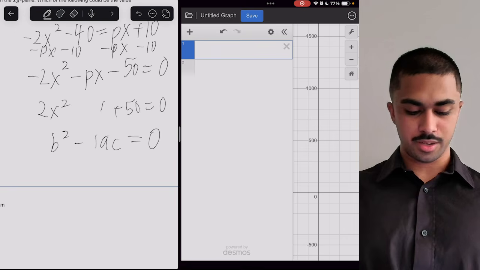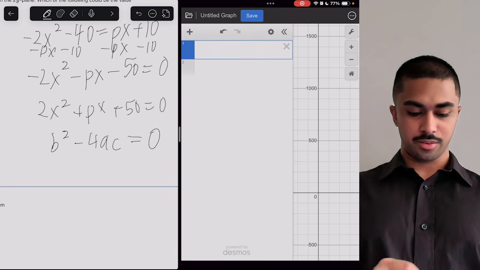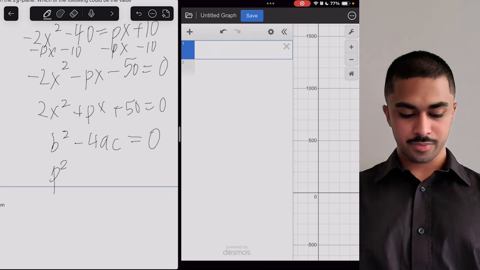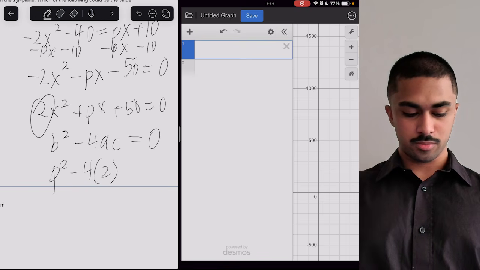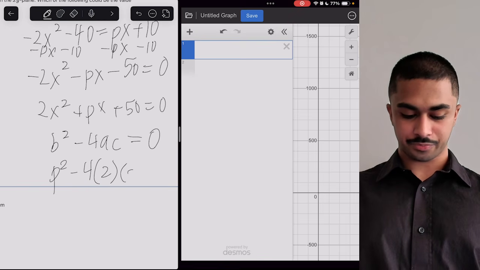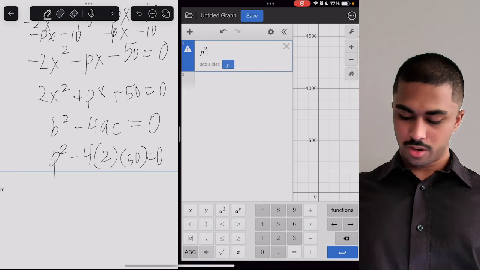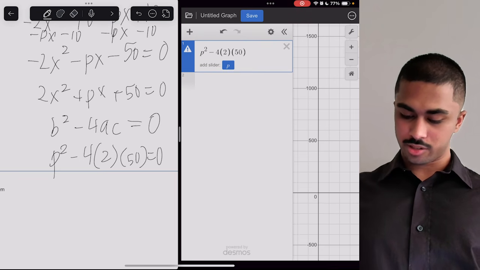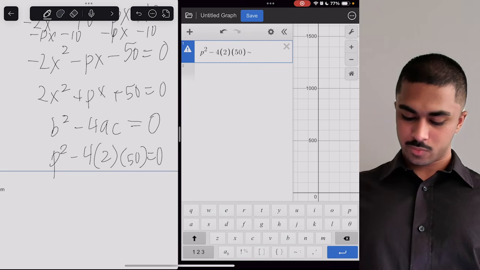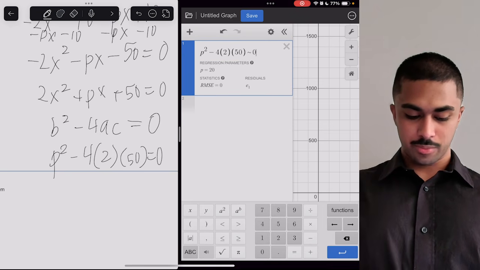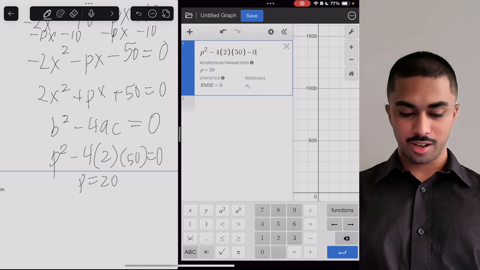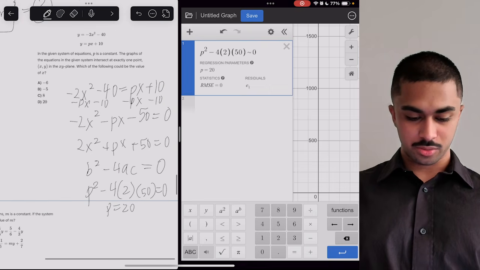B is equal to P. Why am I using my eraser right now? Okay. B is equal to P. A is 2. C is 50. Equal to 0. Okay. P squared minus 4 times 2 times 50. And then instead of the equal sign, let's use a tilde. We get P is equal to 20. Now, in reality, P is equal to plus or minus 20.